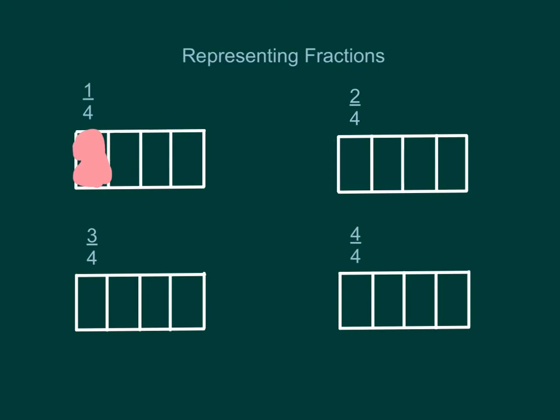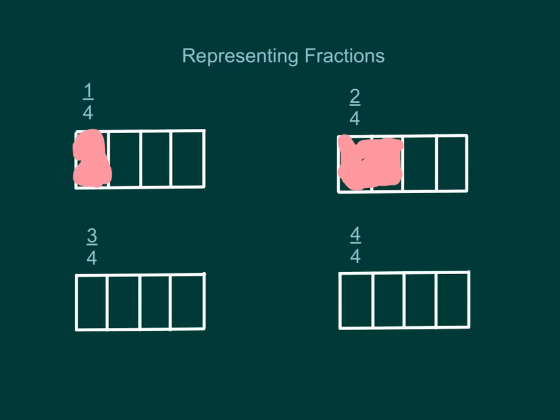Okay. So moving over to 2 over 4, again we have 4 equal parts, but we're representing 2 of the parts because we have the fraction 2 over 4, so we color in 2.